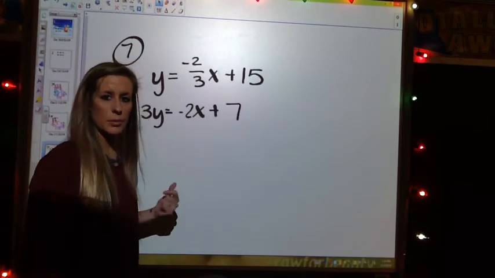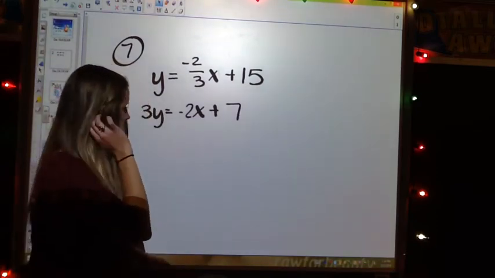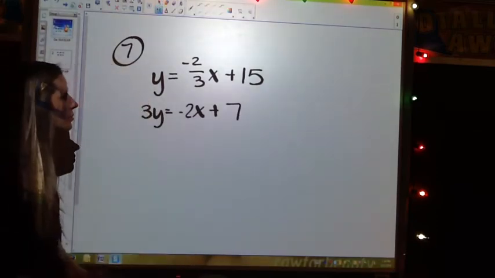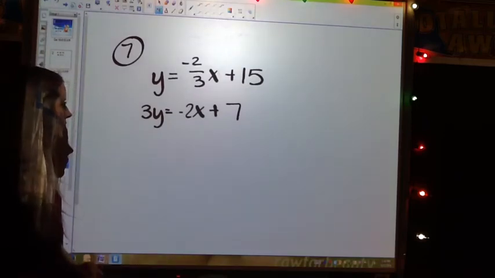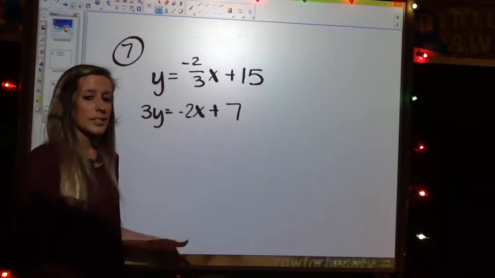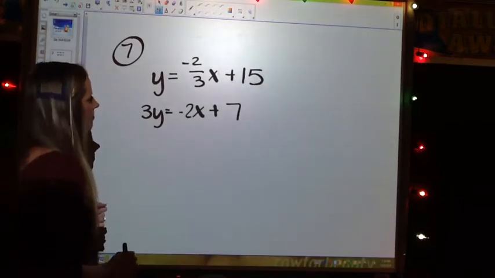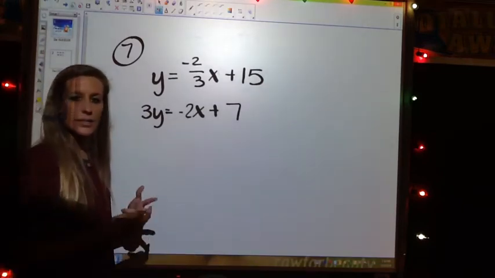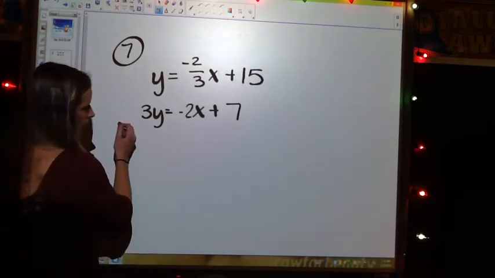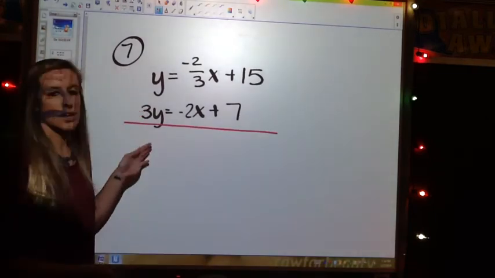Okay, last problem I'm going to do is number 7. Y equals negative 2/3 x plus 15, and 3y equals negative 2x plus 7. So we need something to cancel. You can cancel out the y's or the x's, it really doesn't matter. Let's just say we want to cancel out the y's.